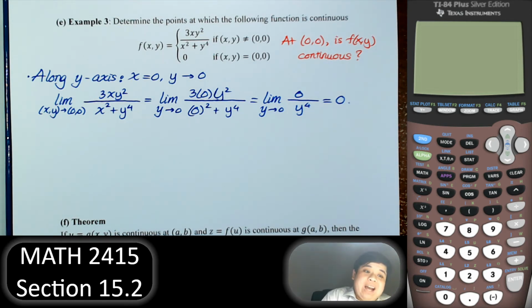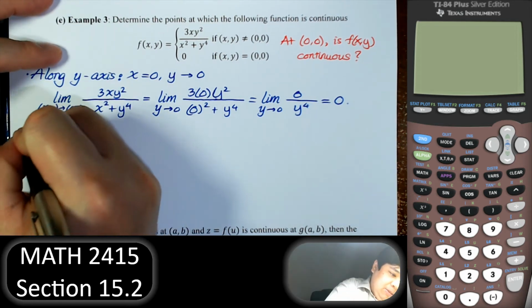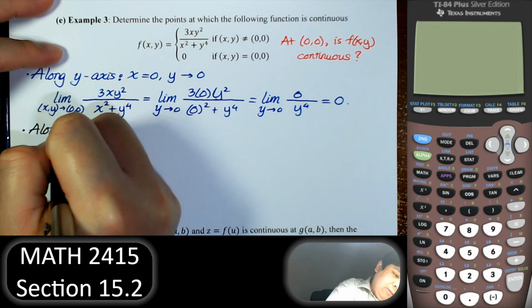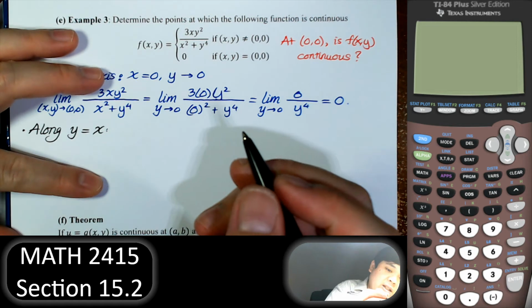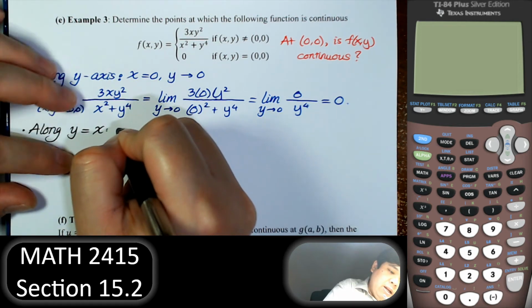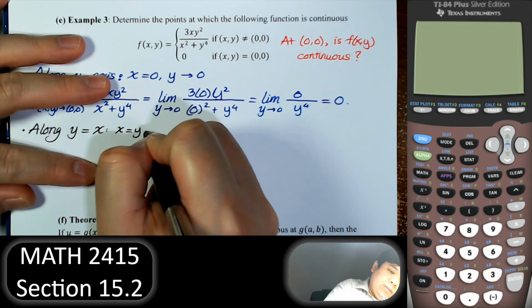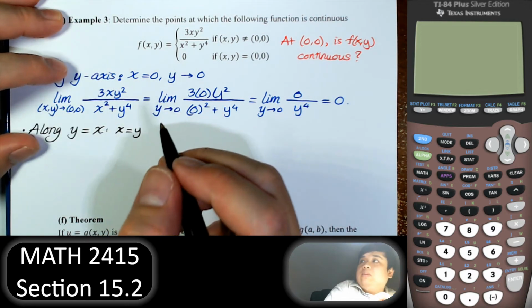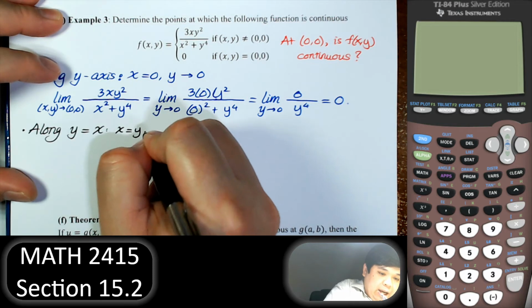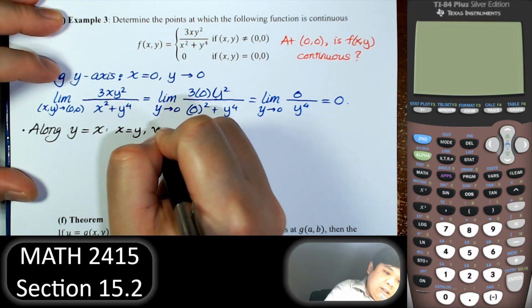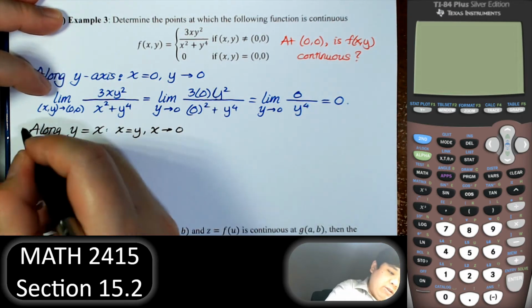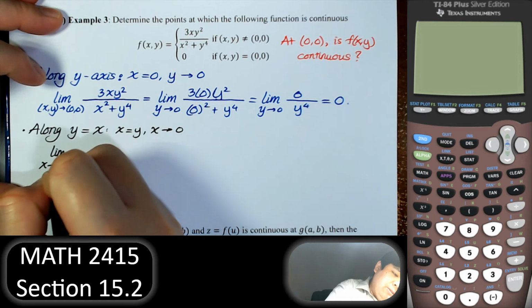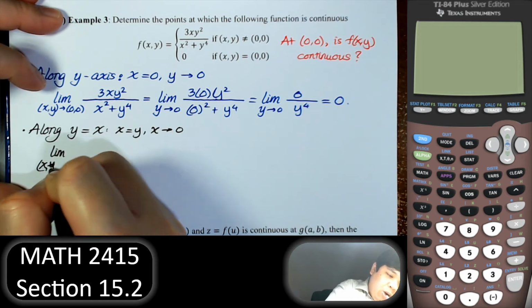If we do that along the x-axis, we should have 0 as well. How about along y equal to x? Along y equal to x, meaning that we're going to let x equal to y. And we're going to let x go to 0. Then y will go to 0 as well. Just keep doing that. X, y goes to 0, 0.